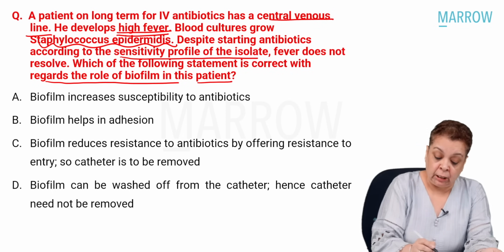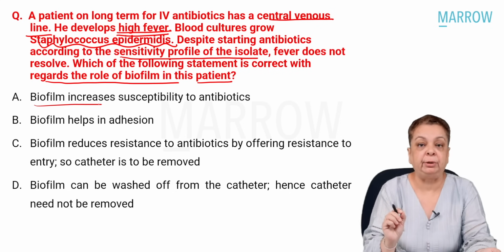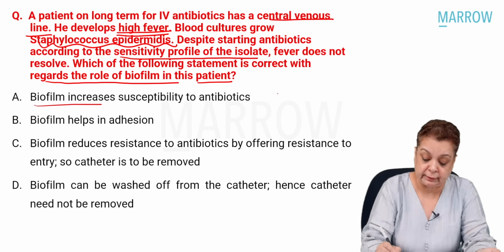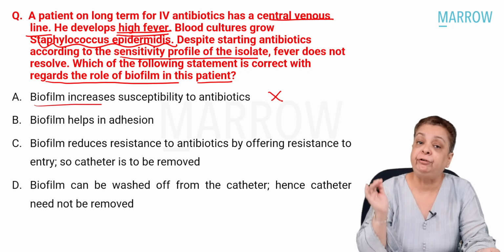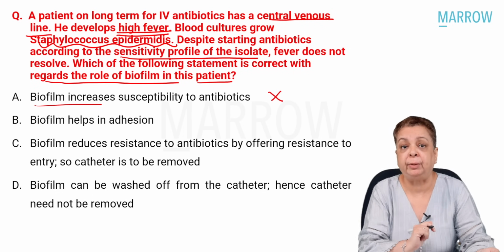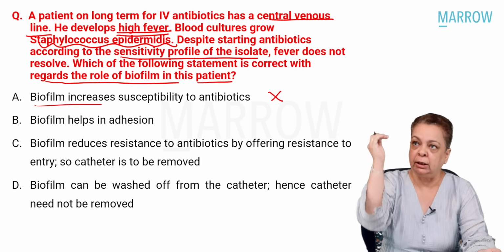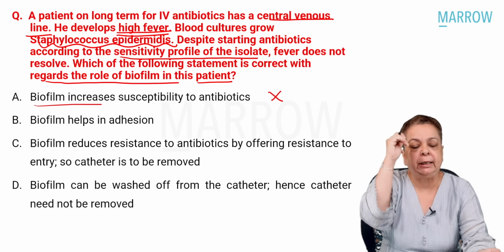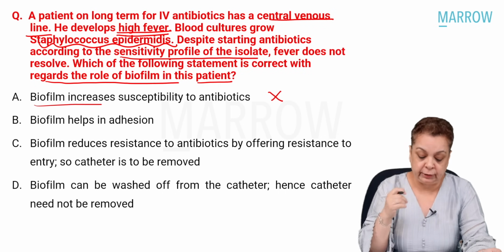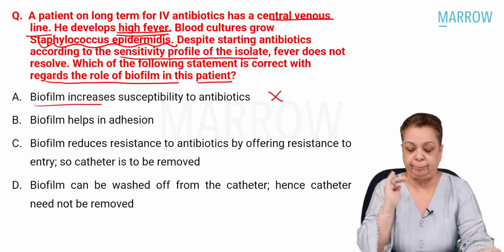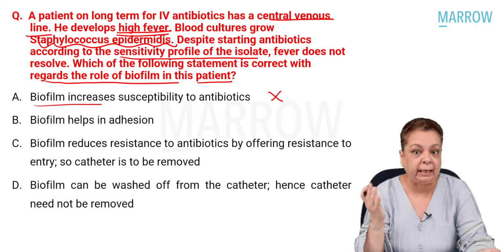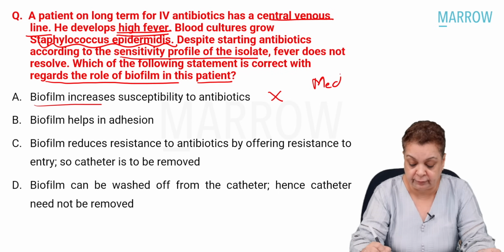Okay. Biofilm increases the susceptibility to antibiotics. That is absolutely incorrect. It reduces the susceptibility to antibiotics. Why? Because it is enclosing the bacterial colonies, so it is preventing the entry of antibiotics, right? So obviously it will reduce the susceptibility to antibiotics. It acts as a mechanical barrier. Biofilms act as mechanical barriers to the entry of antibiotics.